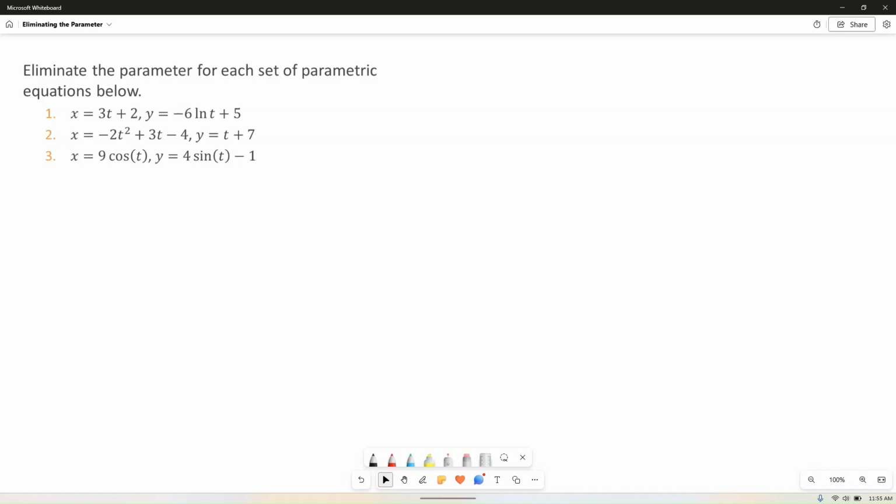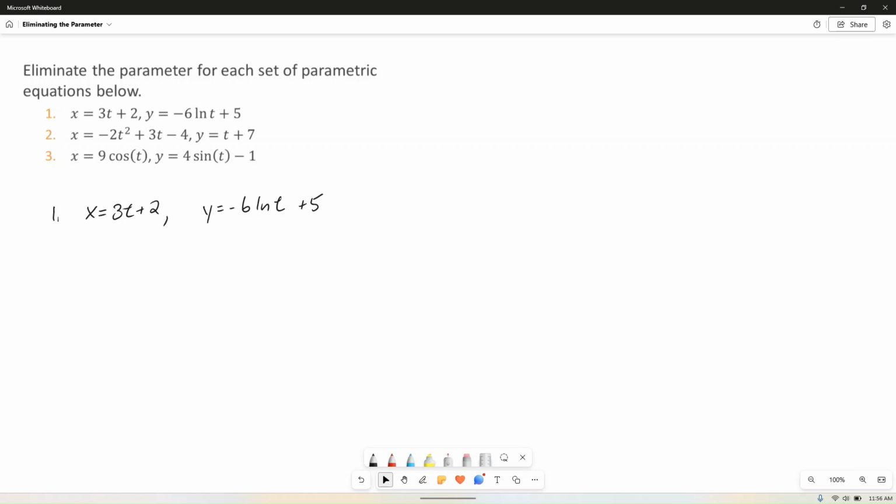For our first example, we have x is equal to 3t plus 2, and y is equal to negative 6 natural log of t, plus 5. So this first equation, x equals 3t plus 2, is just a linear equation. x is a linear function of t. And our second equation is y equals negative 6 natural log of t, plus 5. So we have a linear function, and then we have a logarithmic function.